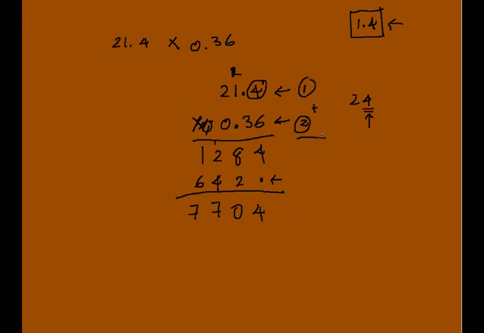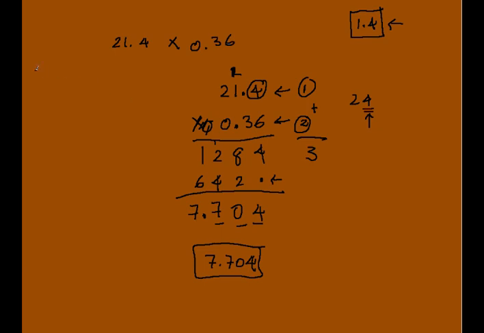So 1 plus 2 gives me 3. So that means, for this problem, you're expected to have 3 numbers after the decimal. That's 1, that's 2, that's 3. Therefore, the decimal point should be where? Should be here. So your final answer is 7.704. So you have 3 numbers after the decimal, just like we said here.